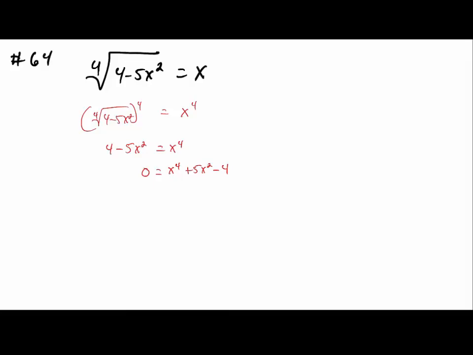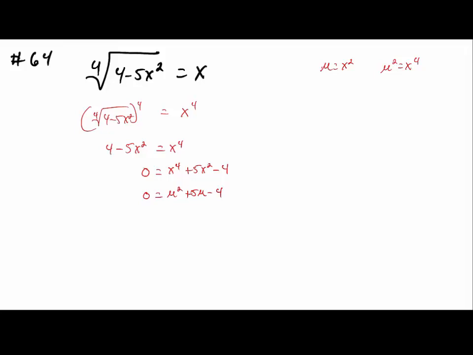And so if I do substitution, if I allow u to be x squared, then I can rewrite this as u squared plus 5u minus 4. And so remember, since u is equal to x squared, then u squared is equal to x to the fourth power. And so you can't factor this one the way it is. So what we're going to do then is go ahead and use the quadratic equation.